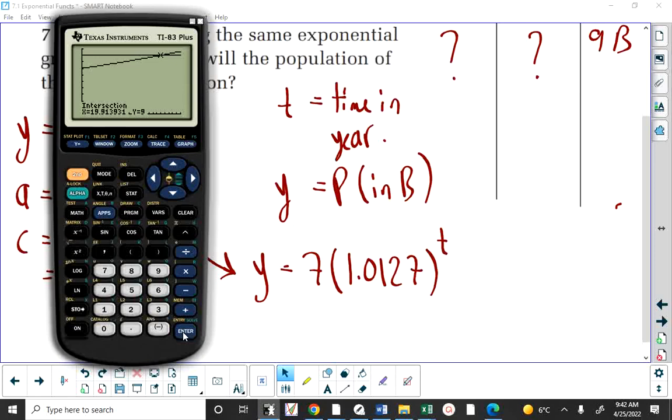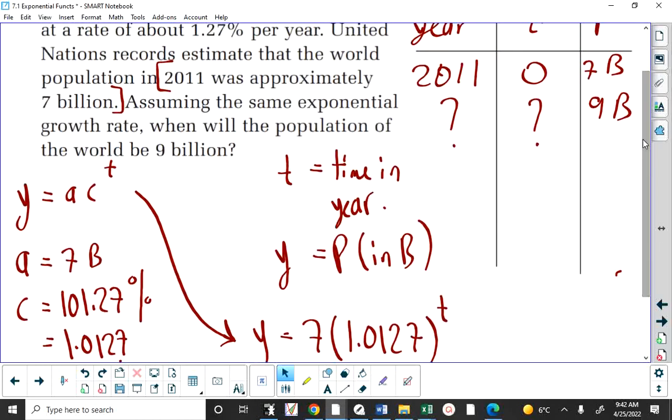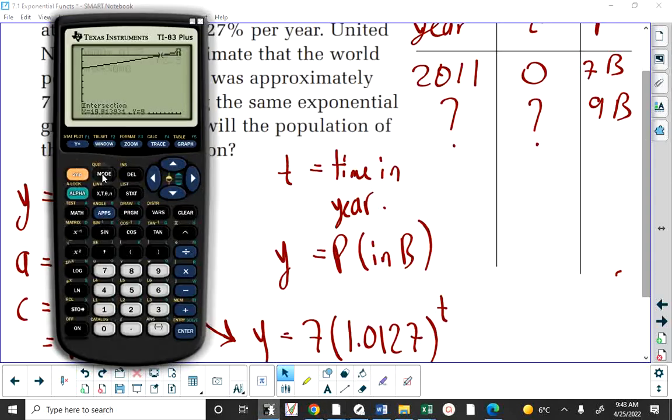So in what year is that? Well, if 2011 was year 0, then when we add 19.9 to that, we get 2030 and almost 2031. So it's happening in year 2030. It's happening nine-tenths of the way through year 2030.